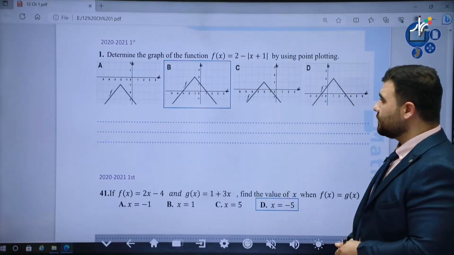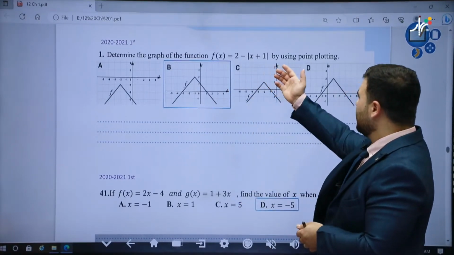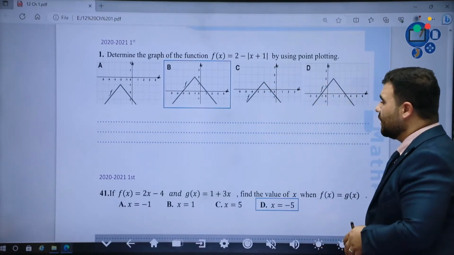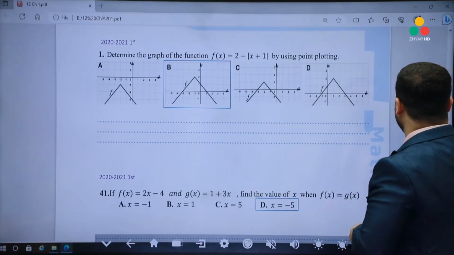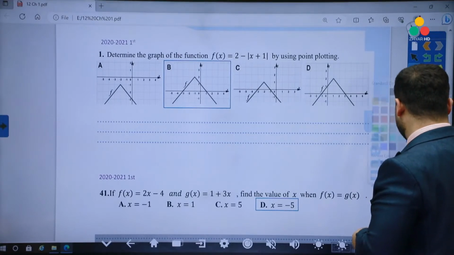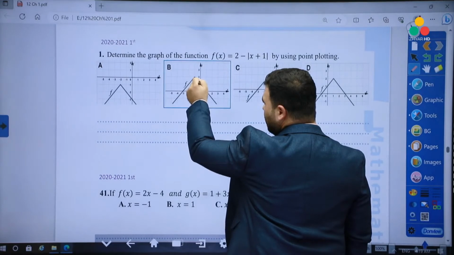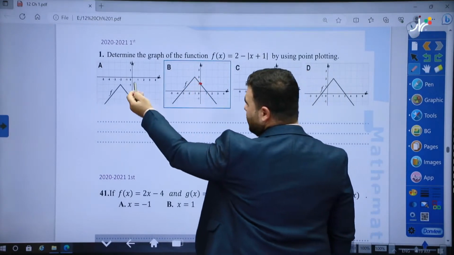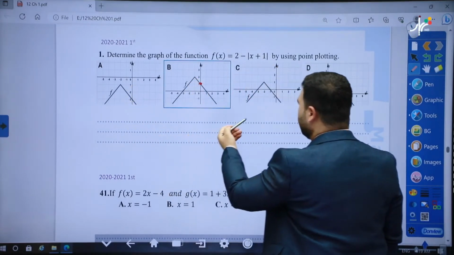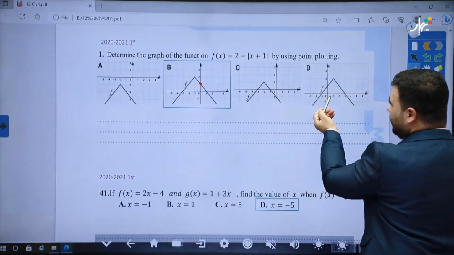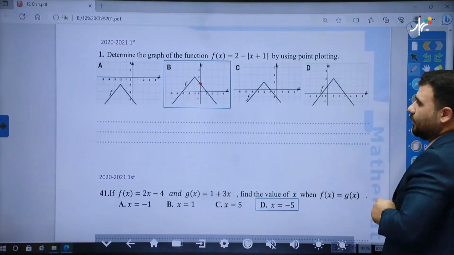In order to do this, look at the graphs. Do we have a point at x equal to 0 in all the graphs? Let's mark this. When x is 0, y is 1. When x is 0, y is negative 3. When x is 0, y is negative 1. When x is 0, y is 1.